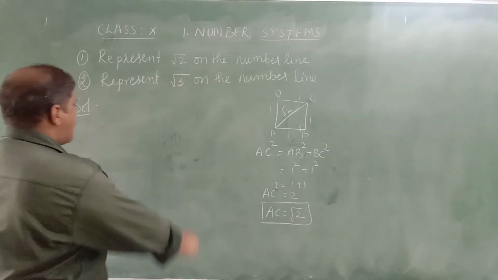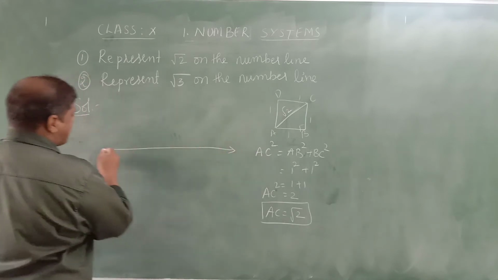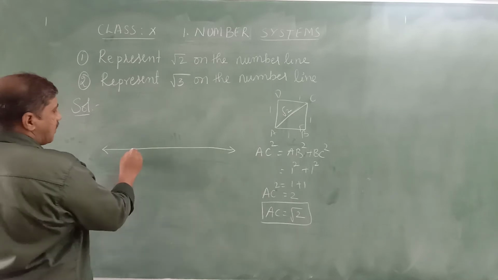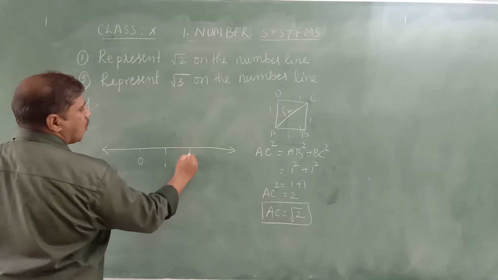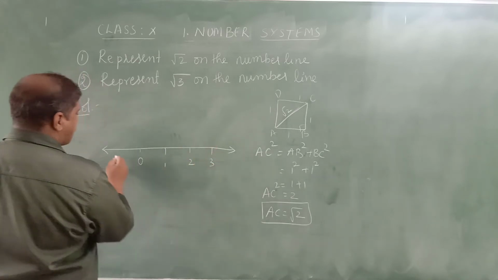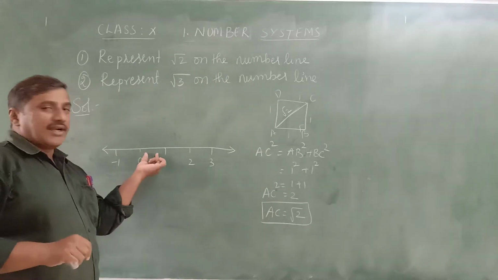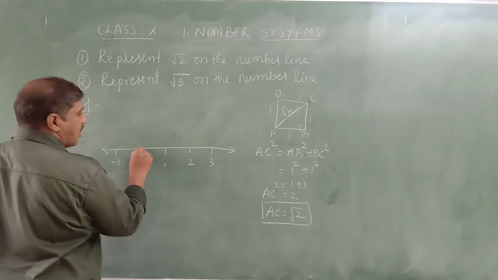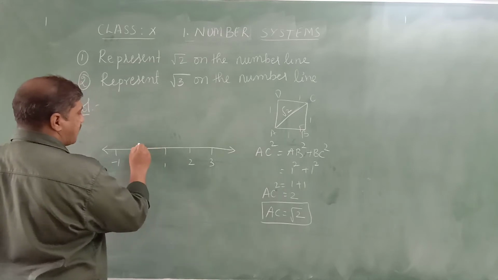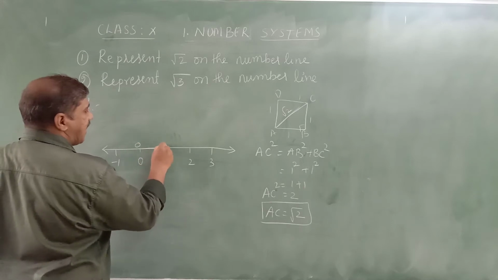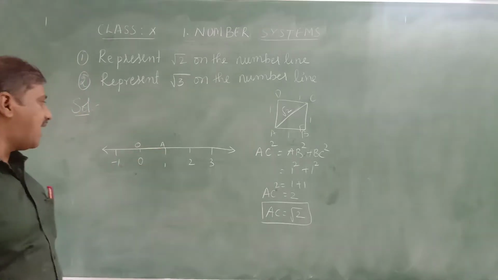For that, first draw a horizontal line and represent on it 0, 1, 2, 3, and like this, minus 1 on the left. From 0, take 1 unit length and draw a line to 1. Let this be OA. This is O and this is A. Point O represents 0 and point A represents 1.